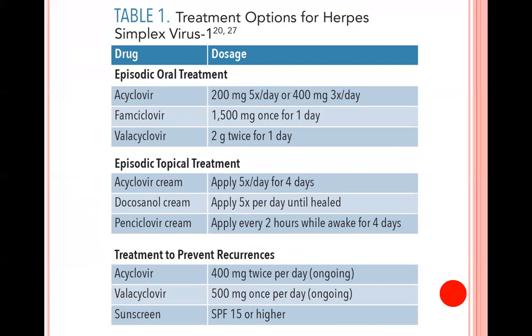Episodic topical treatment, we have acyclovir cream, there's docosanol cream, and you can get docosanol, I believe, over the counter, and then penciclovir cream. Treatment to prevent recurrence: people who tend to get recurrent outbreaks may go on a regular prophylactic treatment of acyclovir or valacyclovir, or they may recommend something like sunscreen to protect if they feel like sun exposure triggers an outbreak.